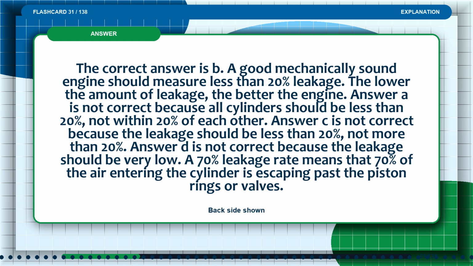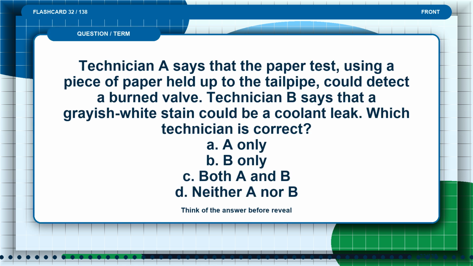valves. Flashcard 32. Technician A says that the paper test, using a piece of paper held up to the tailpipe, could detect a burned valve. Technician B says that a grayish-white stain could be a coolant leak. Which technician is correct? A, A only. B, B only. C, both A and B. D, neither A nor B. Pause and think of the answer before the reveal.